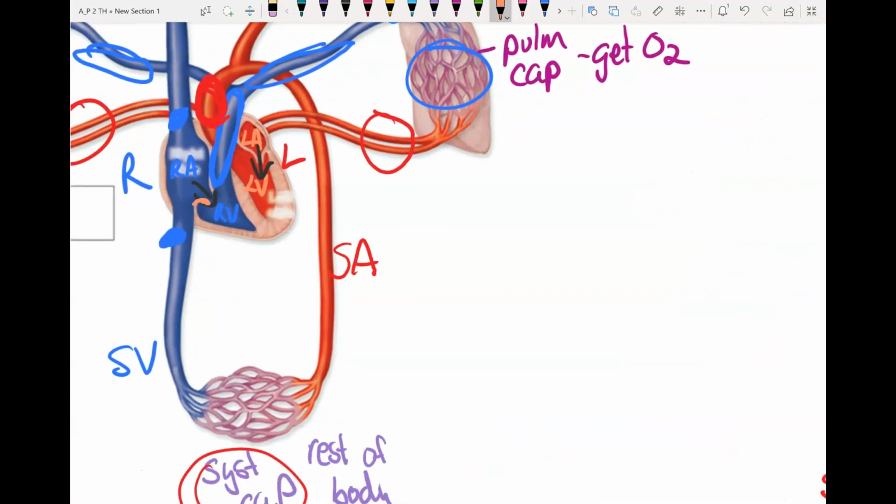So this little flap here and this flap, see these little flaps? That's the AV valves. They open to let blood go from the atria into the ventricles. And then when the ventricles pump blood into the arteries, they close. That way the blood has to go into the arteries and not back into the atria.